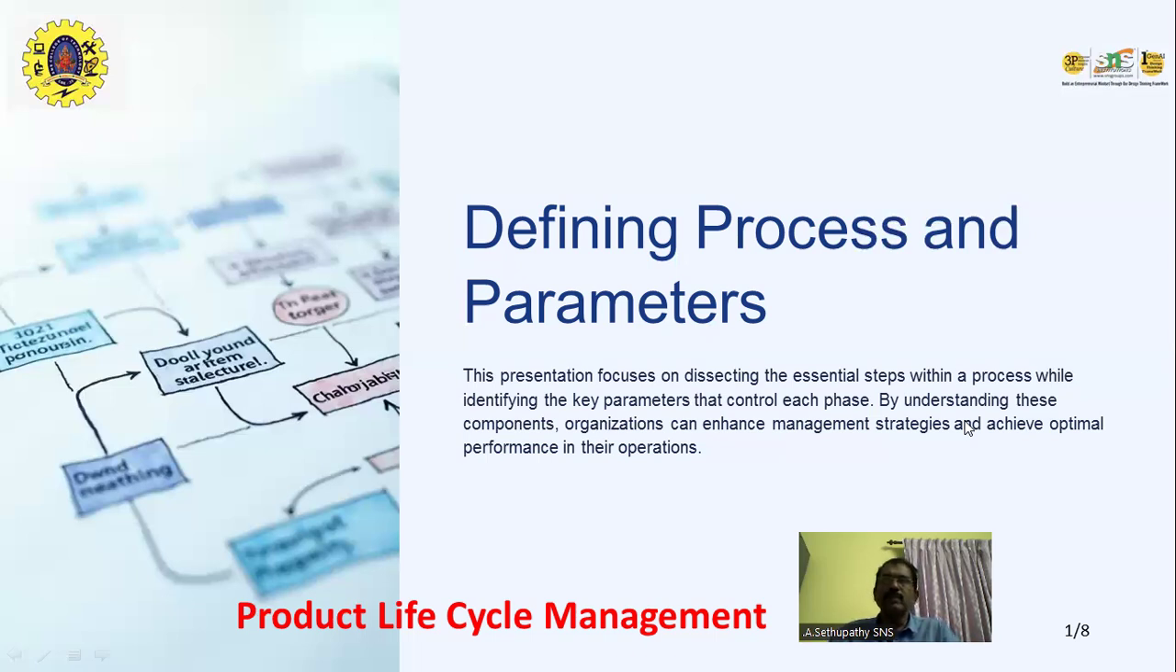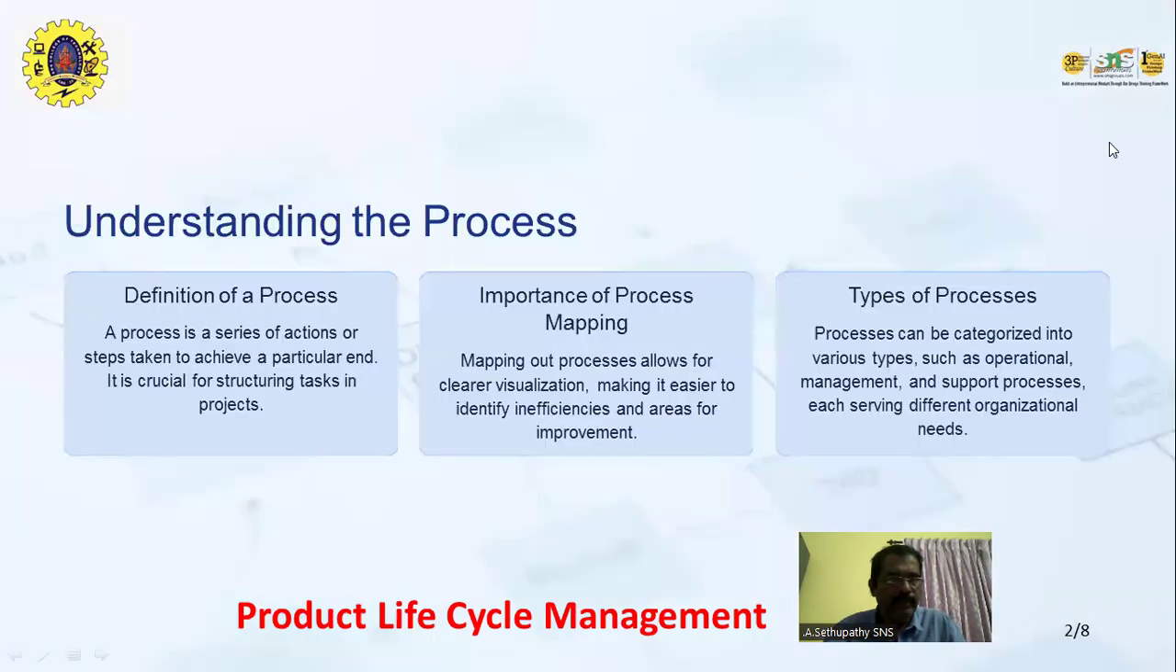And parameters, what are the things we will include? For example, time, cost, machines, tools, and quality measures. So these are all the parameters. We will see them one by one in further slides. So this is the process definition.